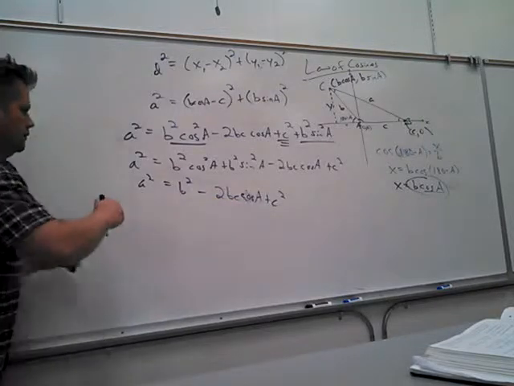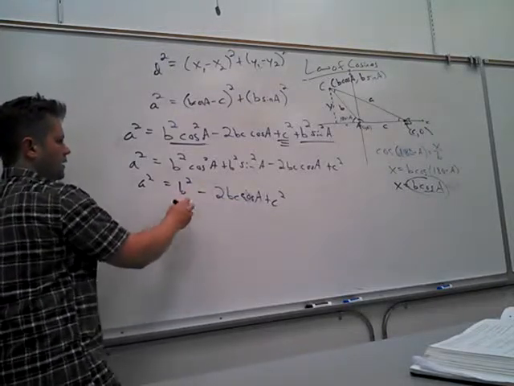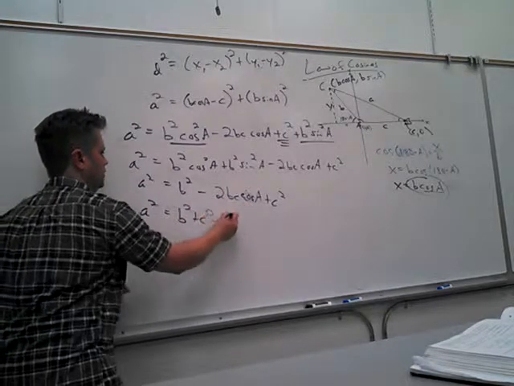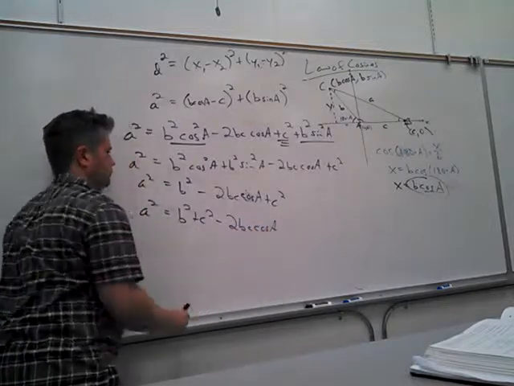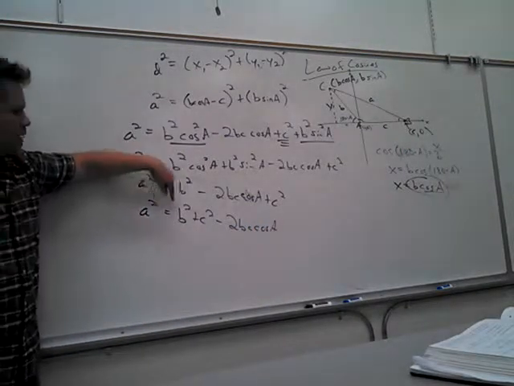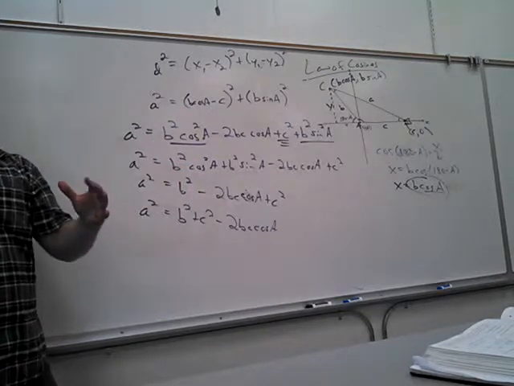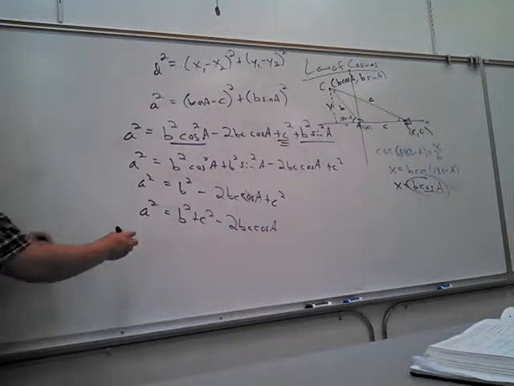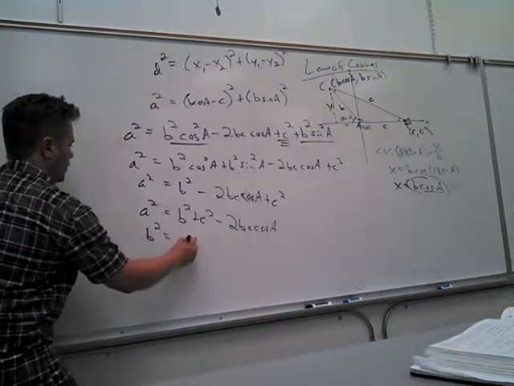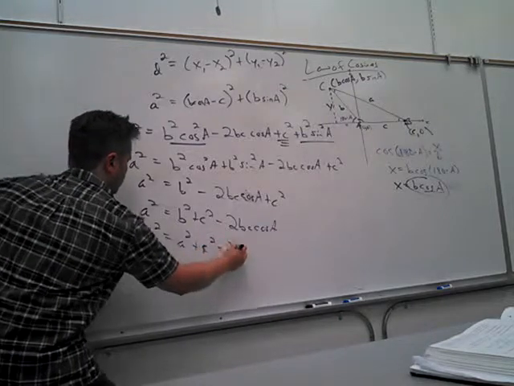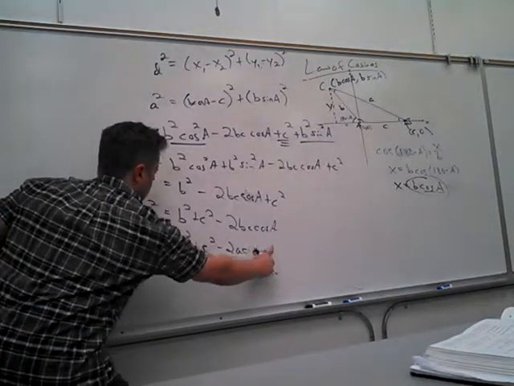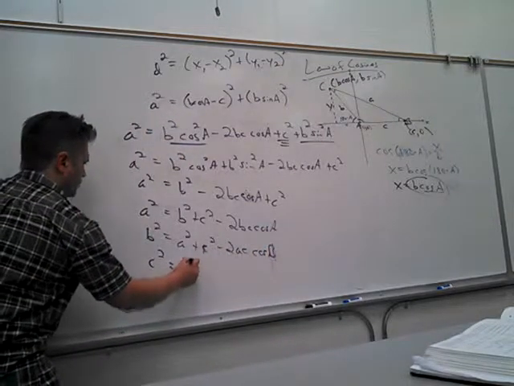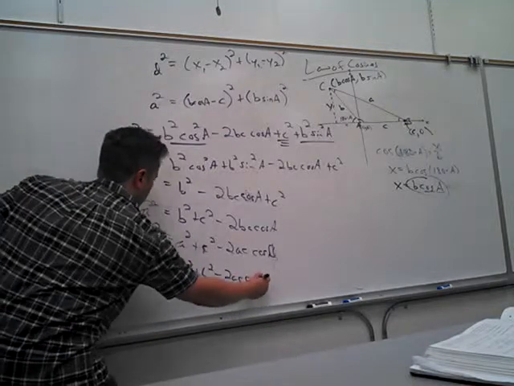So now let me see if I can get this together. A squared equals B squared plus C squared minus 2BC cosine A. And I want you to realize this A, B, and C, weren't they arbitrary? I didn't care which side I named A, B, or C. So the funky thing is, this could have also been B squared equals A squared plus C squared minus 2AC cosine B. This could have been C squared equals A squared plus B squared minus 2AB cosine C.